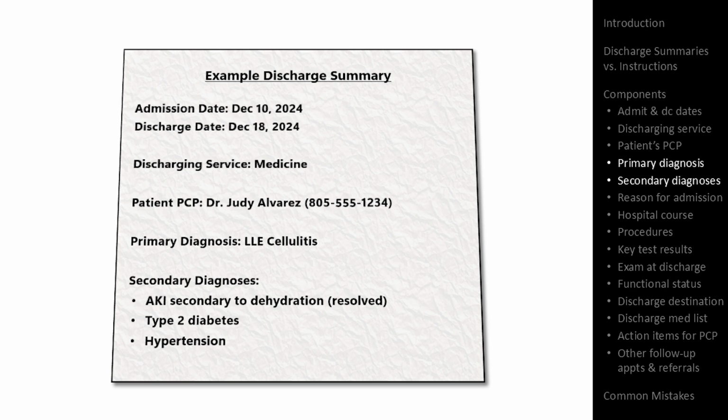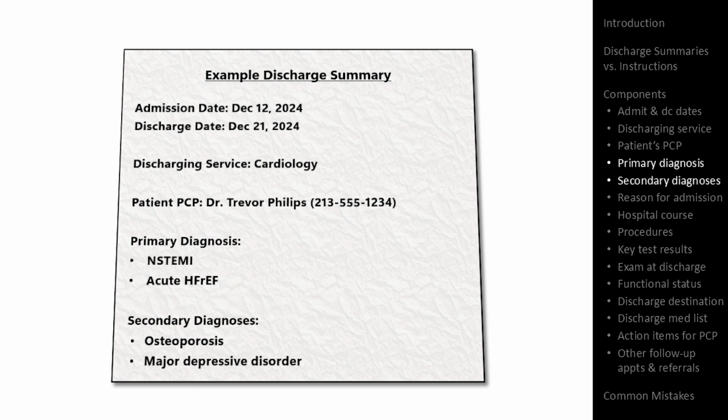We'll start with one that's very straightforward. Patient discharged from the internal medicine service with a primary diagnosis of left lower extremity cellulitis. Secondary diagnoses start with acute kidney injury secondary to dehydration, with the added clarification that this was resolved by the time of discharge. The fact it's listed here as a secondary diagnosis rather than as a primary diagnosis implies that it was mild, did not require any specific intervention beyond intravenous fluids, and did not significantly contribute to the hospital length of stay.